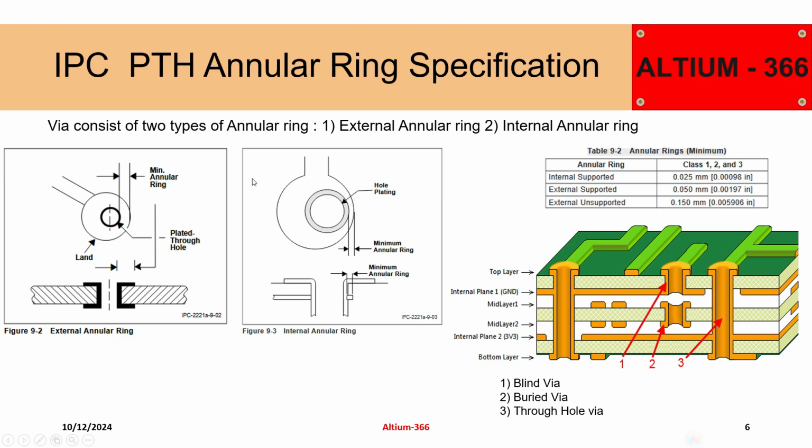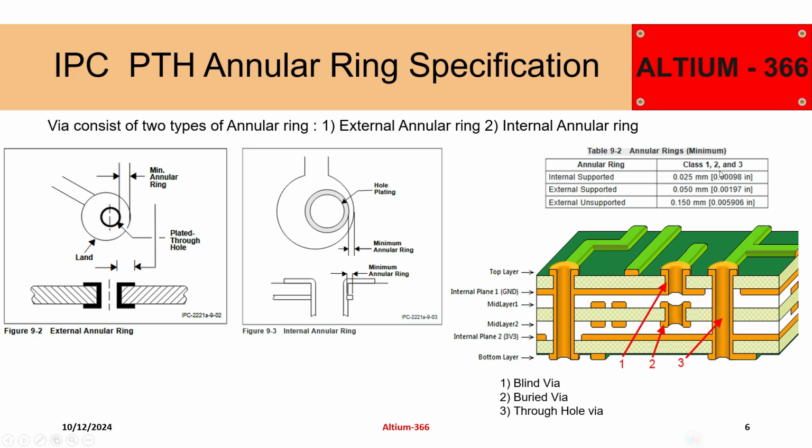Next, here you can see what exactly the annular rings are. This is the extra annular ring. This is the via pad size, and this is the via hole or plated through hole. This portion is called the minimum annular ring, and this is the external annular ring, and the internal annular ring is here on the internal layer. The minimum specification given for plated through hole is that internal supported via should have 25 micrometer, and the external annular ring should be minimum 50 micrometer.